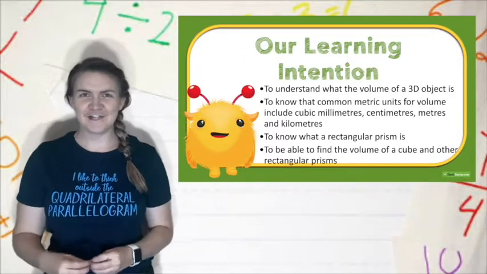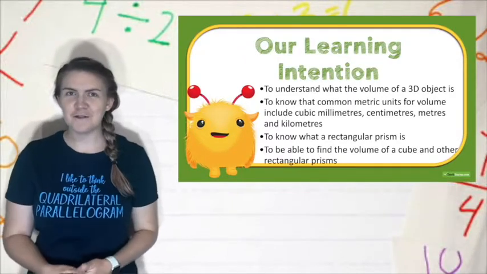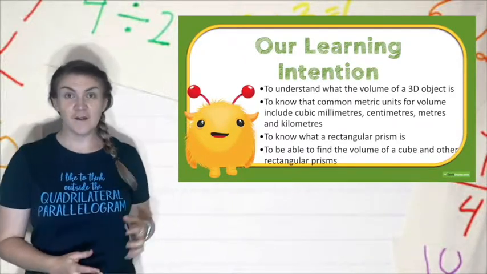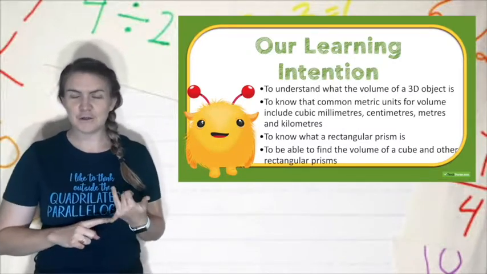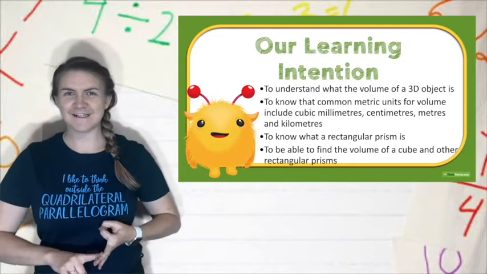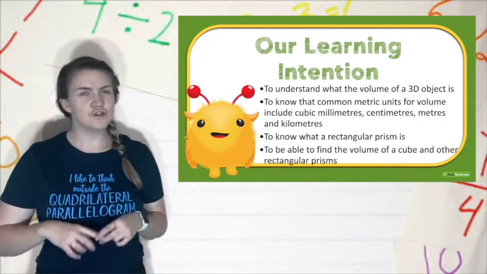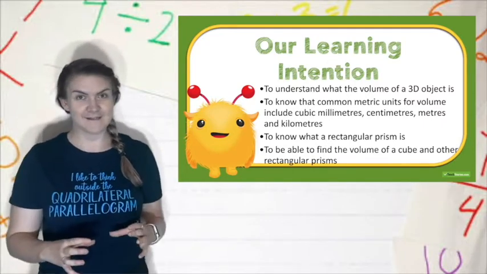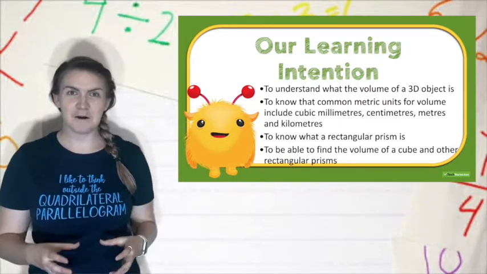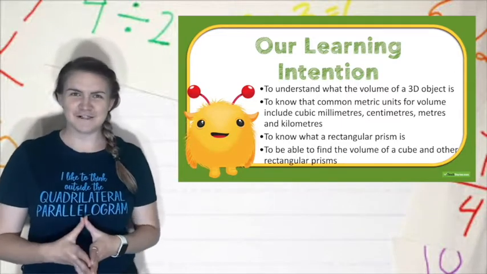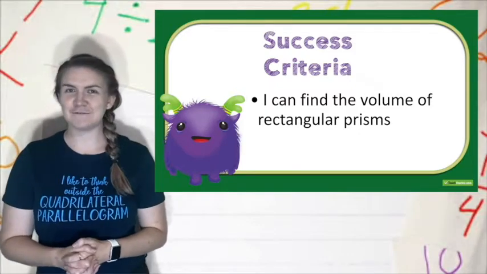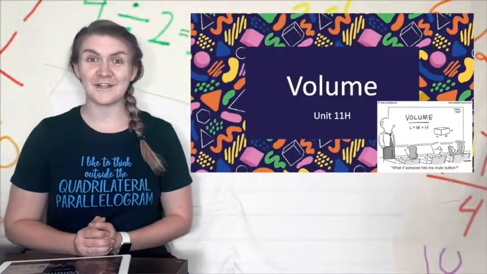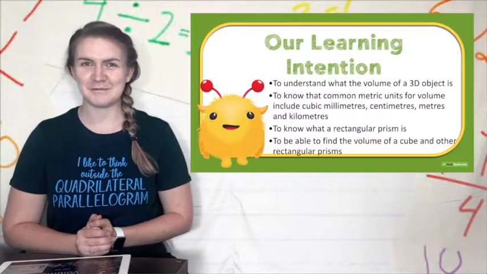Today, our learning intentions are to understand what the volume of a 3D object is, to know that the common metric units for volume are cubic millimeters, centimeters, meters, and kilometers, to know what a rectangular prism is, and to be able to find the volume of cubes and other rectangular prisms. We will know we are successful when we can find the volume of rectangular prisms. Today, we're going to look at finding the volume of rectangular prisms.